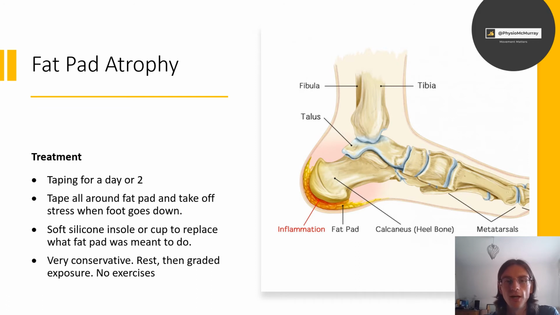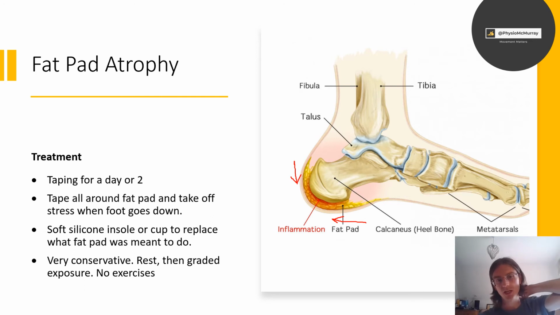So what is the treatment for fat pad atrophy? You'd want to tape it for a few days. Taping essentially will help support the fat pad. What you do is squeeze the fat pad together, like squeeze it in that way, and then that way. So essentially you're thickening it up rather than it spreading around. You're thickening it back into that middle part, and then you tape it in place so it supports the cushioning in that area.